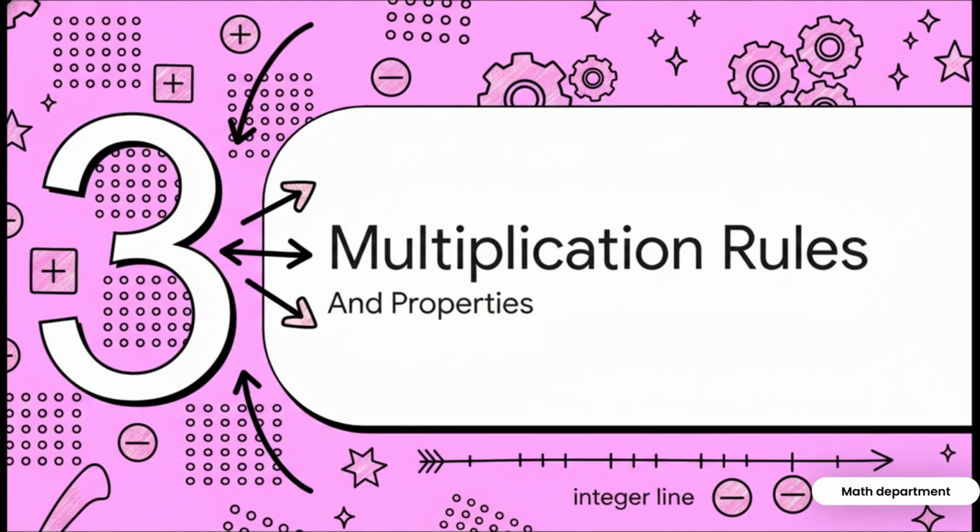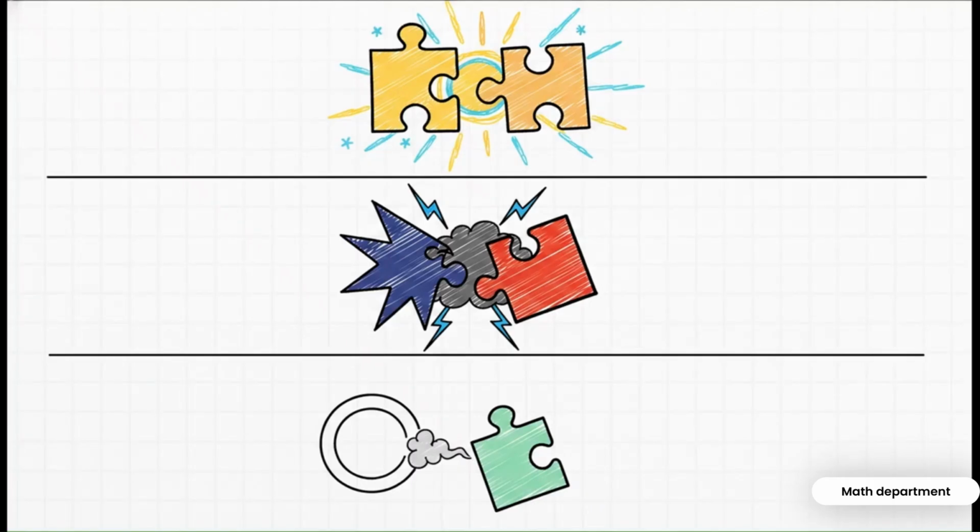All right, on to section 3, multiplication rules and properties. If subtraction felt a little tricky, go ahead and take a deep breath, because the rules for multiplying integers are wonderfully straightforward. You'll want to lock these into your mental notebook. If you are multiplying 2 numbers with the same sign, like 2 positives or 2 negatives, the product is always positive. If they have different signs, 1 positive and 1 negative, the product is always negative. And of course, anything multiplied by 0 is just 0. Easy, right?